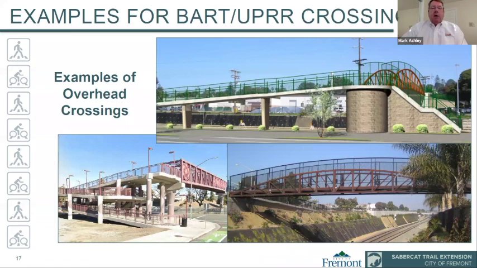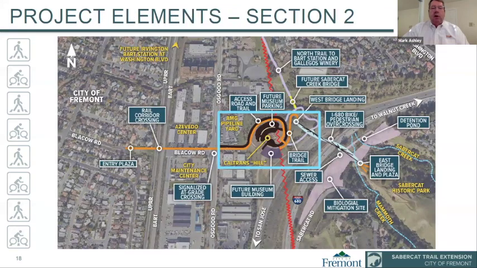Next. These are examples of an overhead going over the railroad tracks. All of these are actually showing what we call a prefabricated steel truss structure that can just be set in place very quickly and would have very minimal impacts to railroad operations during construction. Next. So, moving on to section 2.